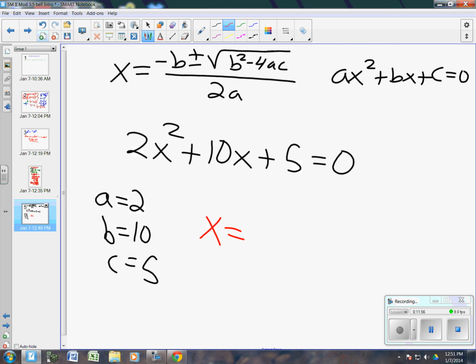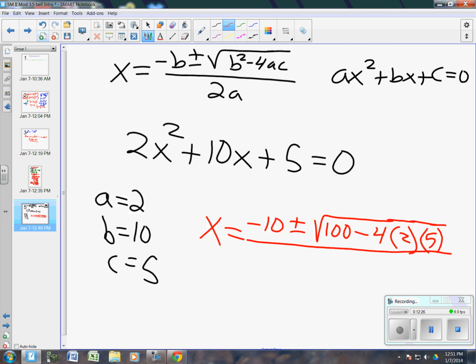So x equals negative b. I like to think of that as the opposite of b. What's the opposite of 10? Negative 10. So negative 10 plus or minus the square root of b squared. What's 10 squared? 100. Minus 4 times a. What's a? 2. What's c? 5. All divided by 2 times a. 2 times 2 is 4. Notice that this bottom number is under all of it, both this part and this part.